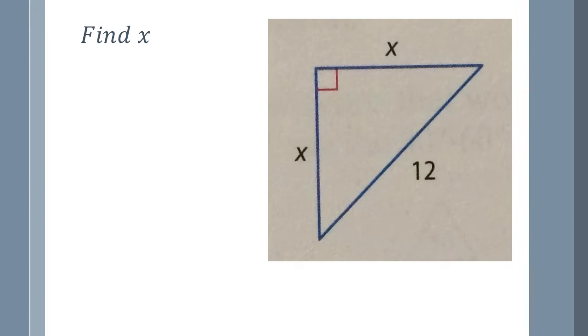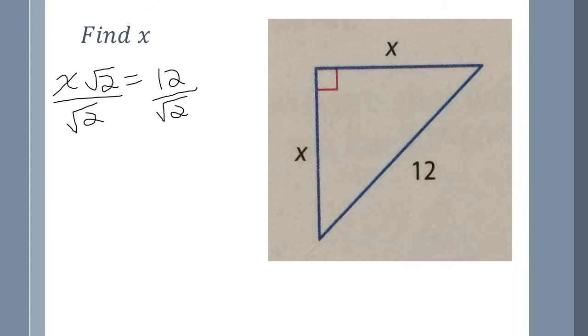Now, sometimes we're given the hypotenuse and have to solve for the leg. So x times the square root of 2 equals 12. So we're going to have to say that x square root of 2 equals 12. Now, what we have to do is divide each side by the square root of 2. Now I've got x is equal to 12 over the square root of 2. That's not allowed in math world.